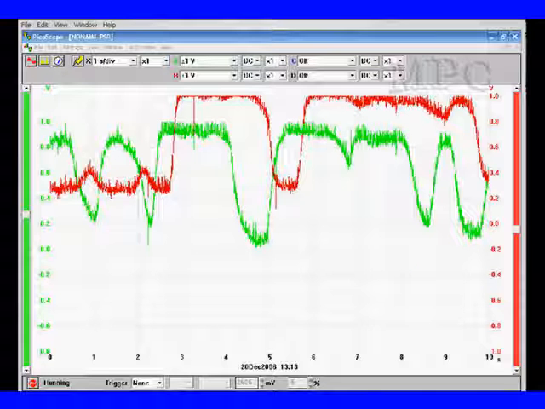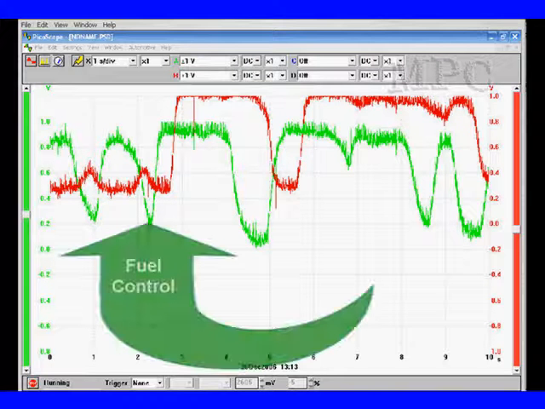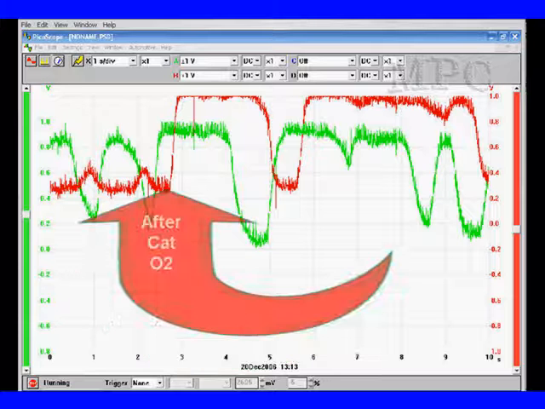To do that, we're going to do a snap accelerate test. Here's the results of that snap accelerate test. Fuel control went rich first. This is a necessity to make this test work. Next, we're going to look at the after-catalyst O2 sensor, and it's here. Now, it went rich also.